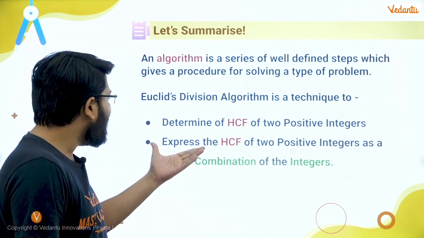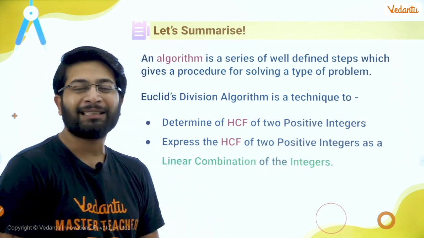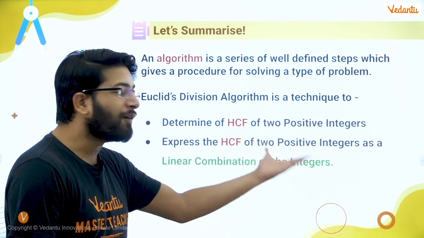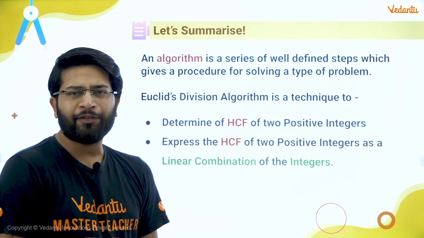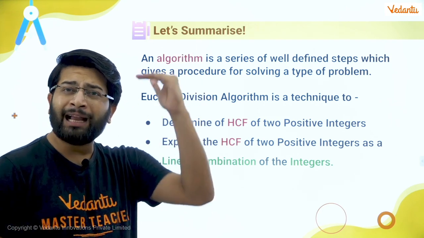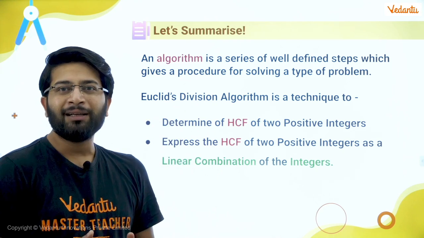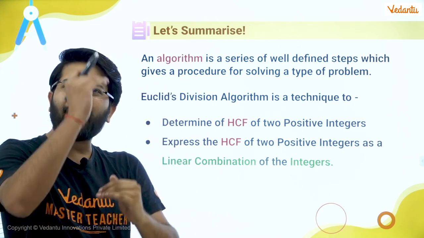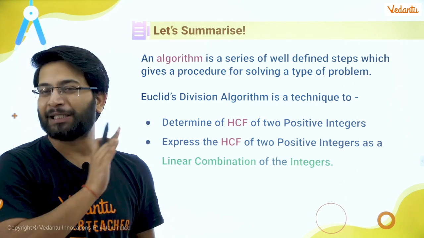And we can express the HCF of two positive integers as a linear combination of the integers. How to do it? First of all, find the HCF. After that, with the help of Euclid division lemma, we have written some equations. Simply, champ, try to rearrange the equations and we will get that expression also.